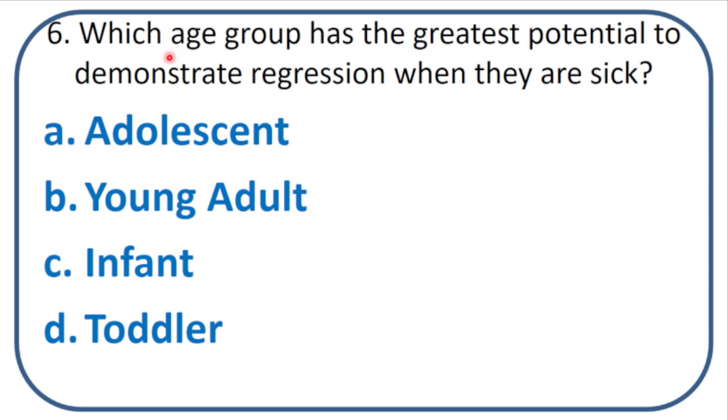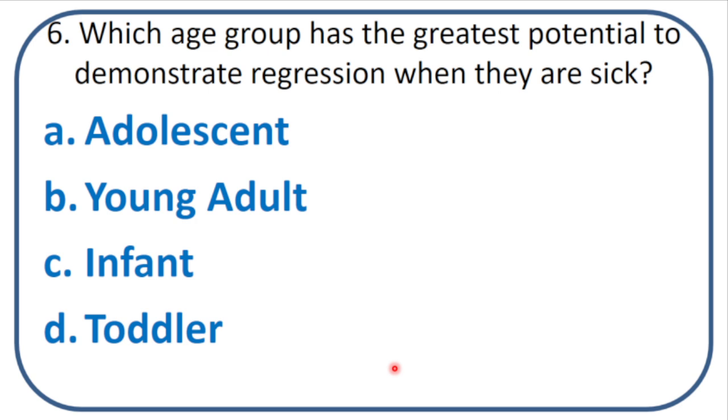Sixth question. Which age group has the greatest potential to demonstrate regression when they are sick? Adolescent group, young adult group, infant group, toddler group.